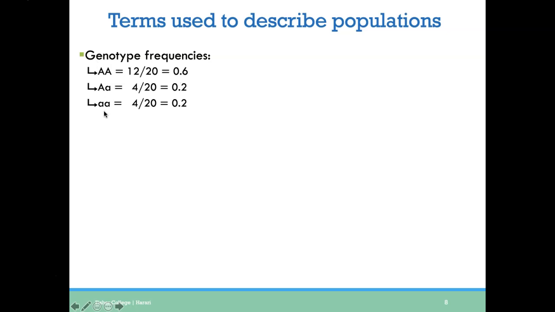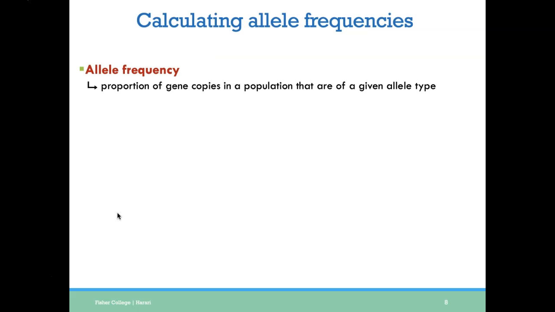So we're assuming this is a dimorphic allele. You have only two types. In polymorphic alleles, meaning if you have three or more, that gets a little more complicated. But now we're going to assume there are two alleles, big A and little a, and three different genotypes: big A big A, big A little a, and little a little a. So these should add up to 1. And the allele frequency is the proportion of gene copies in a population that are of a specific allele type.